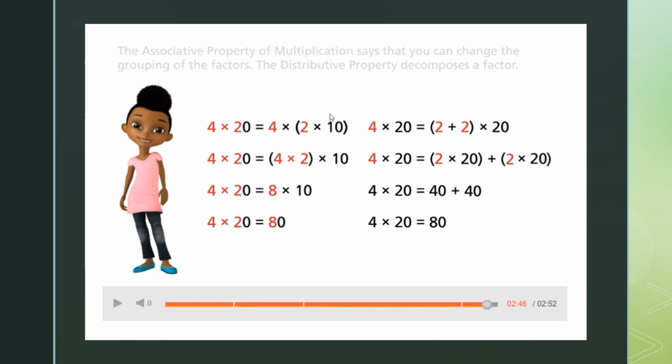And instead of grouping 2 times 10, we move those parentheses to show the grouping around 4 times 2. So these factors 4, 2, and 10 are the same in both of these steps, but the parentheses are around different numbers, indicating we do this multiplication first, the 4 times 2.